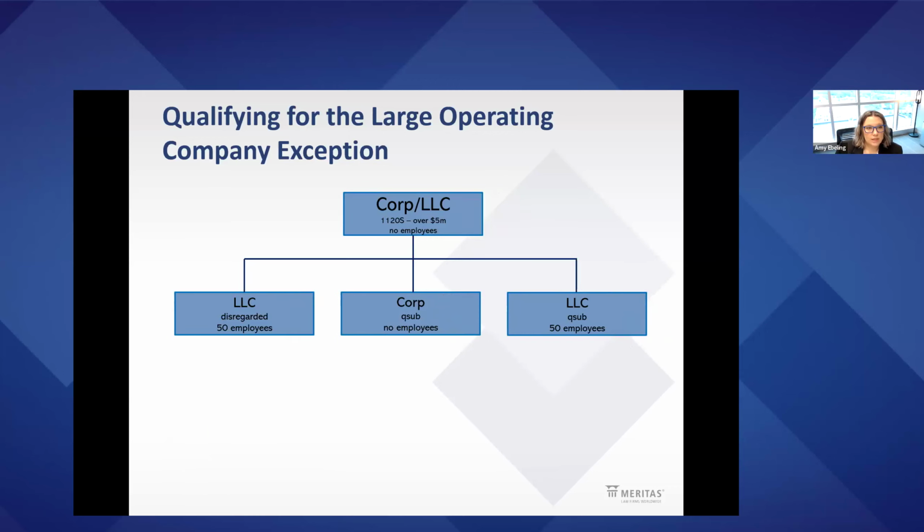I have two more examples. This example is very similar to the last one. Again, a corp or an LLC that has made an S election is an S corporation, files 1120S and has over $5 million in gross proceeds. But in this situation it has no employees. It is, again, a holding company. The subsidiaries on the bottom are, again, either disregarded or have made QSub elections, and some have employees and some do not.